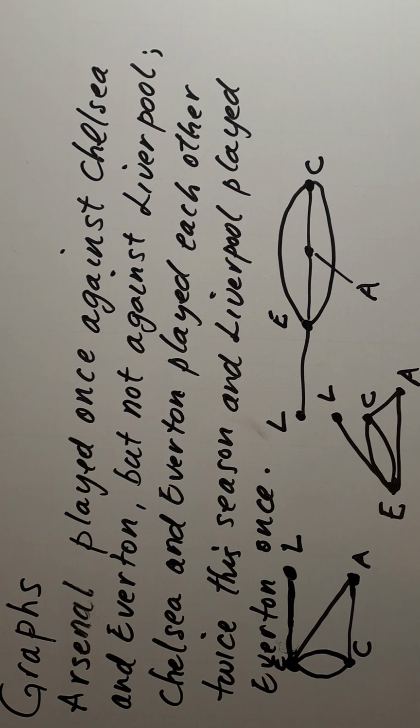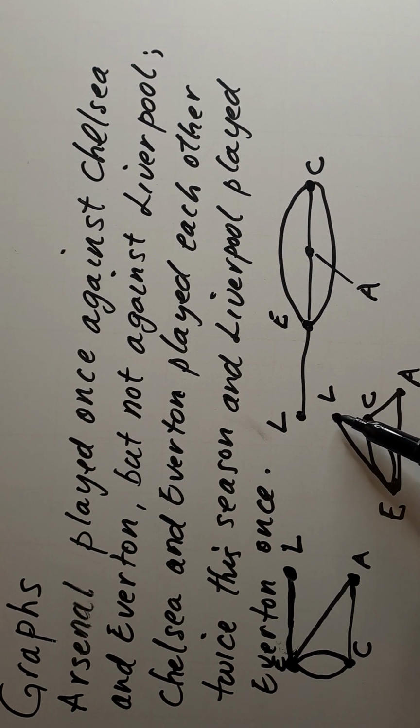Chelsea and Everton played each other twice. So we have two edges connecting Chelsea to Everton. And Liverpool played Everton once. There's one edge connecting Liverpool to Everton.